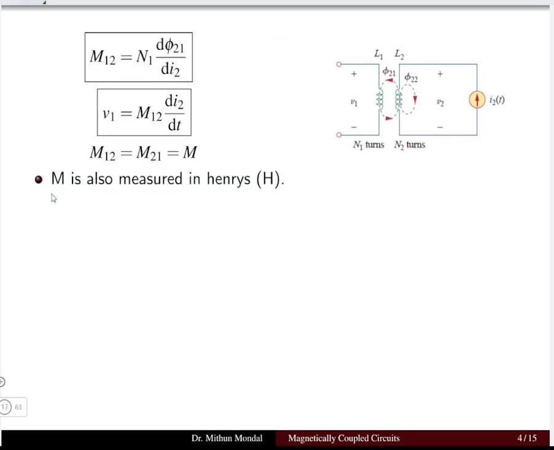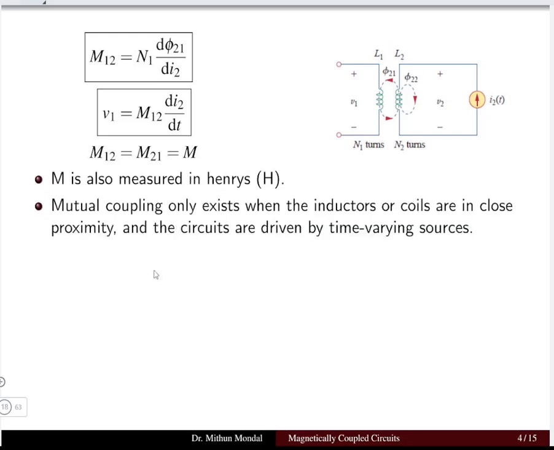The mutual inductance is measured in Henry, similar to the self-inductance. Mutual coupling only exists when the inductors or coils are in close proximity. If the coils are very far away, for example if the first coil has a self-inductance L1 and the second coil L2 is very far, then the flux may not link.